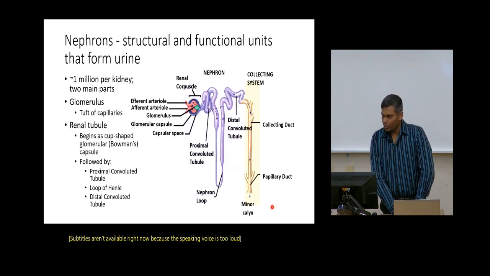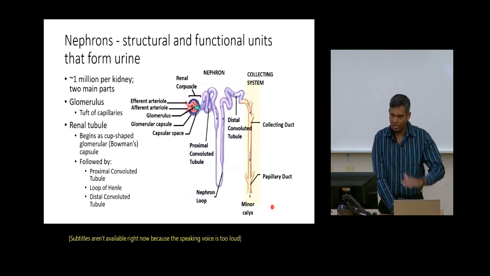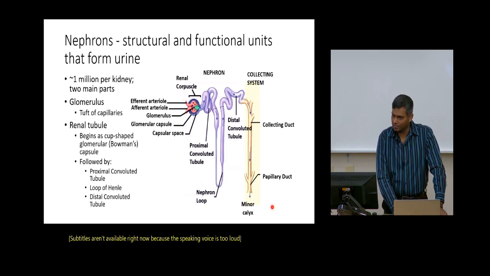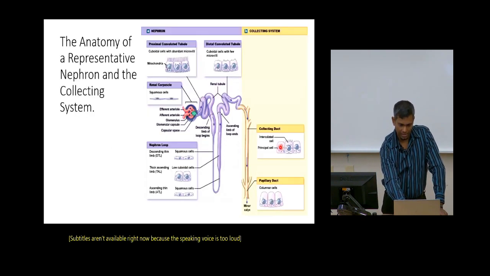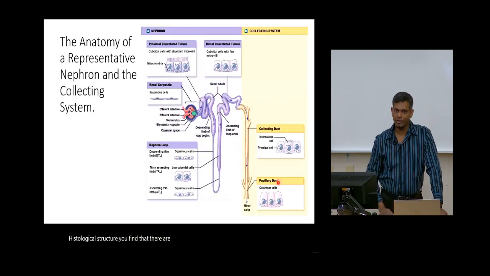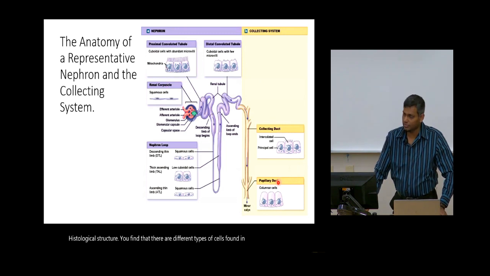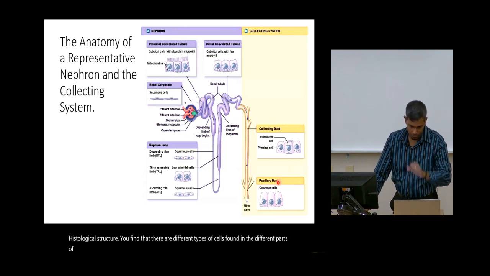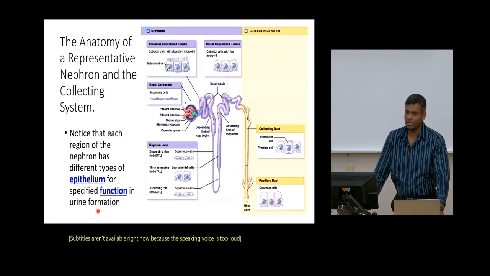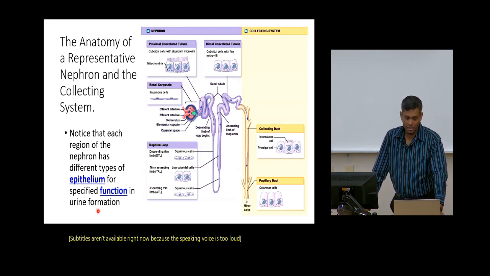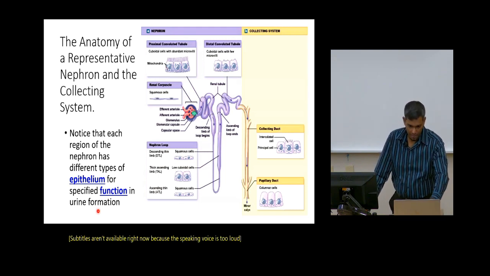So you may be wondering, why do we have these different regions labeled in the nephron? And the reason is, if you look at the histological structure, we find that there are different types of cells found in the different parts of the nephron. So we'll see that different types of epithelium will indicate different types of functions in the nephron. So I'm going to quickly walk you through what are these different types of epithelia which are seen.